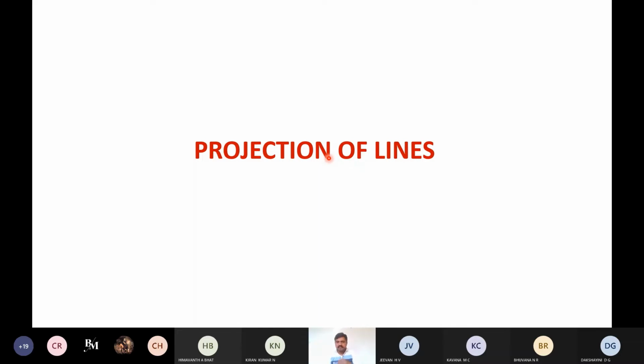And in first angle projection, the object will be between the observer and the plane of projection. So if you look at the location of the object, it is between the observer and the plane of projection.